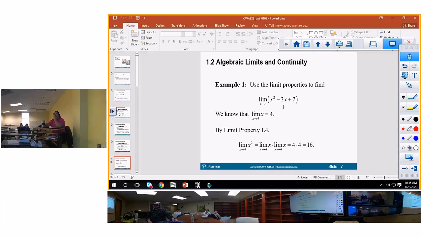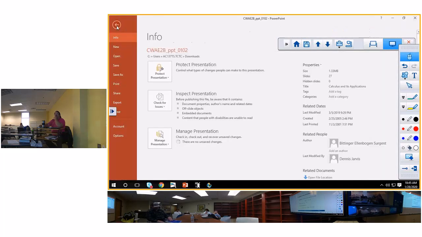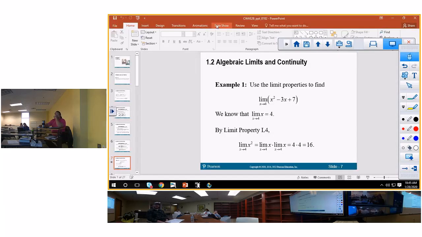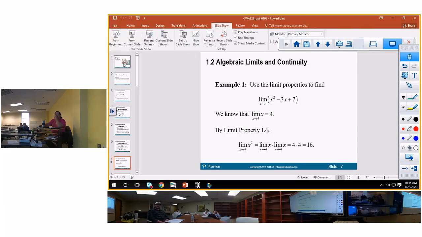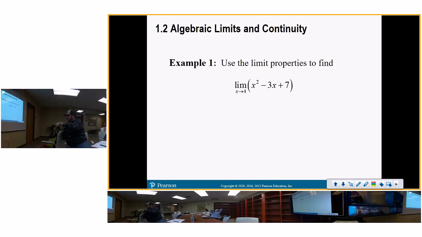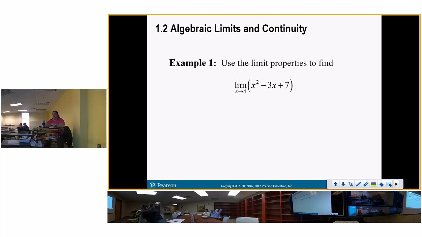All right, here we go. Here's a parabola. Now I want you to graph this parabola on your handy dandy calculator and tell me what the limit is as x approaches 4. Now, you can do it on your calculator or you can just plug in 4. What's 4 squared? 16 minus 12 plus 7. So it's approaching 11.